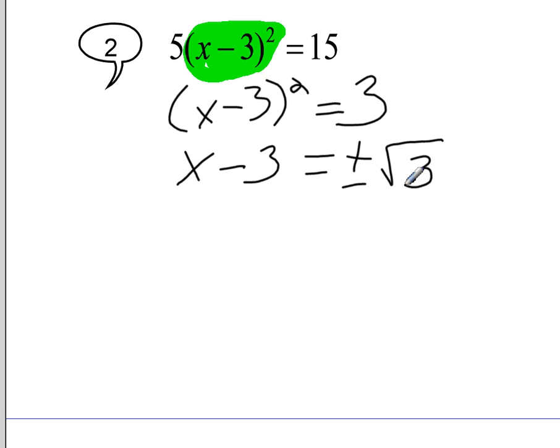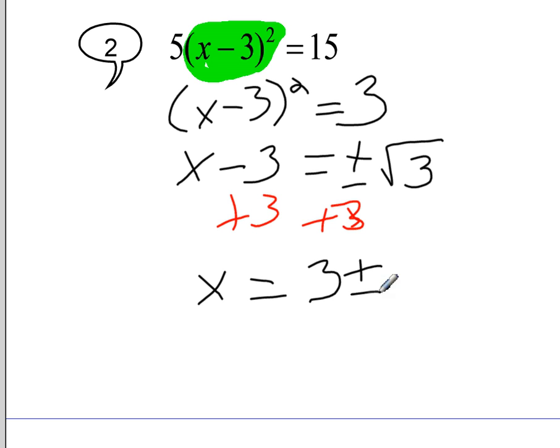Step 3 is solve, and in this case, I do have to get x by itself, so I'm going to add 3 to both sides. So plus 3, plus 3. Okay, that 3 is not like terms with the radical 3, so the best we can do to put this in simplest form is to say 3 plus or minus radical 3.